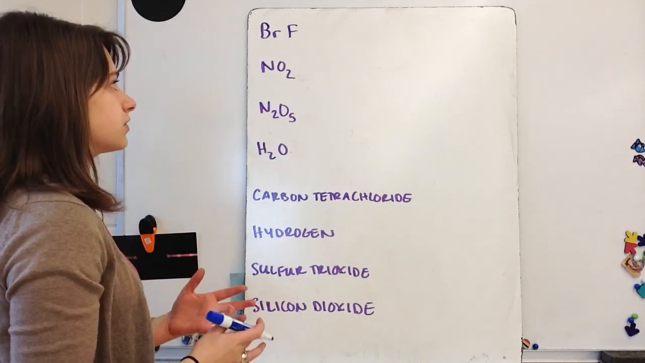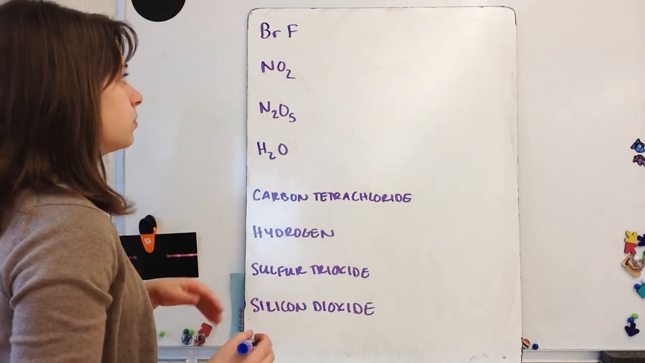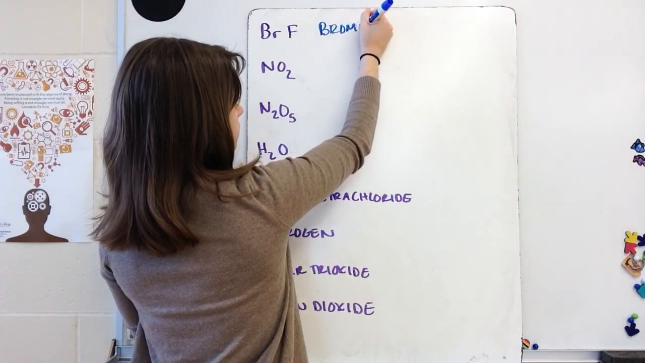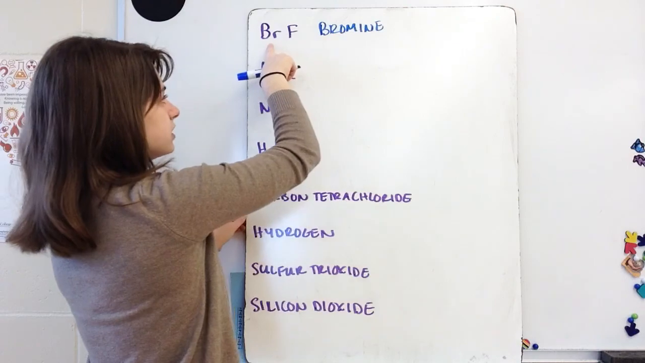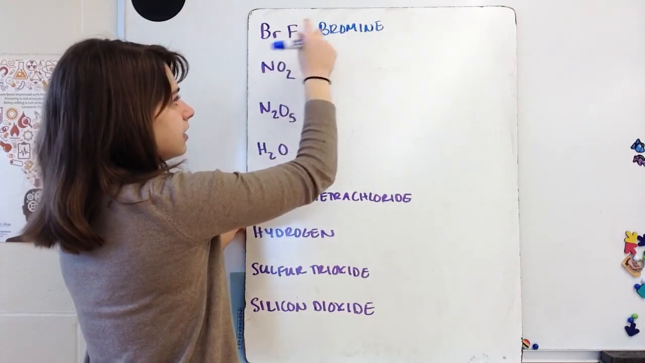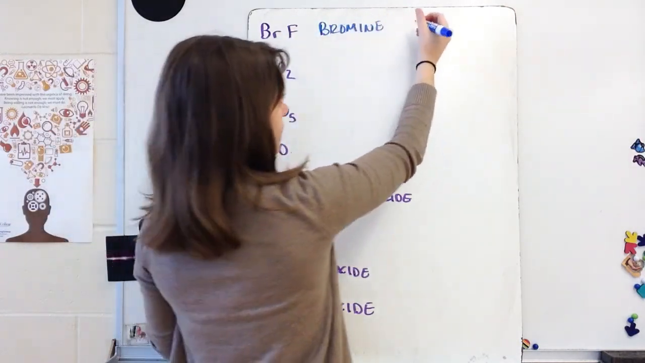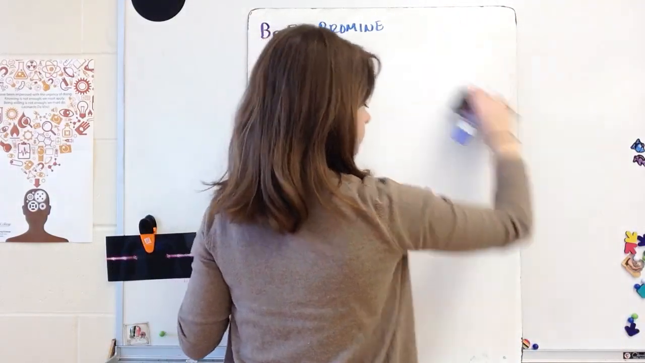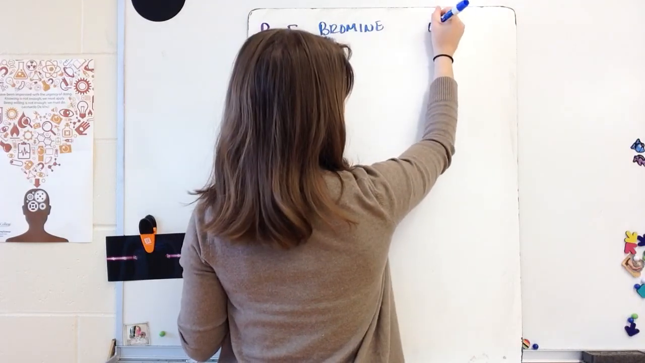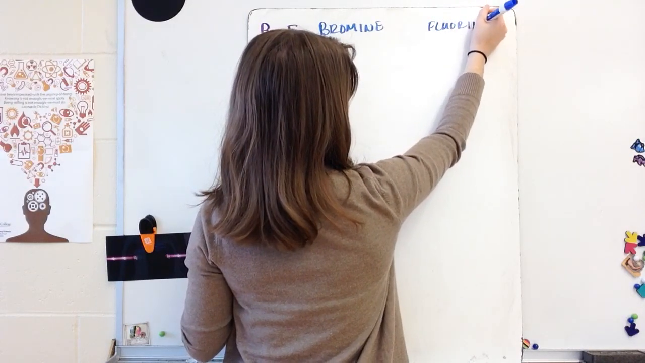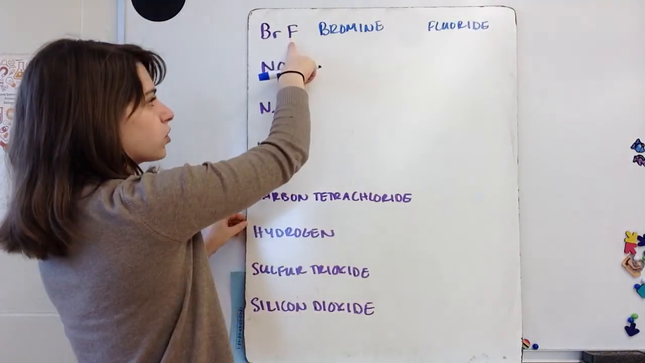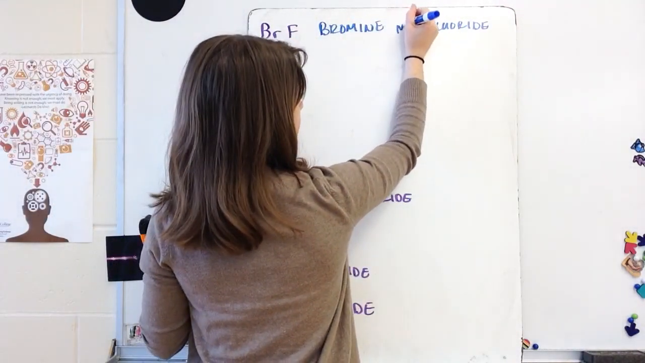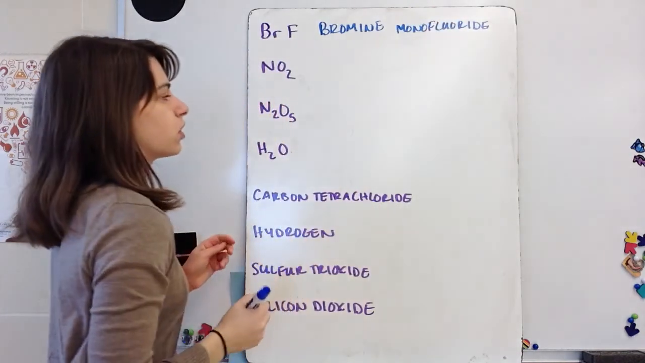Okay, so let's walk through these. So BrF would be bromine, and then it's on its own so it doesn't get a prefix. And then fluorine, which would be fluoride. So we're changing fluorine to fluoride, so we have the "ide" ending. And there's only one, so it gets a mono prefix. So bromine monofluoride.